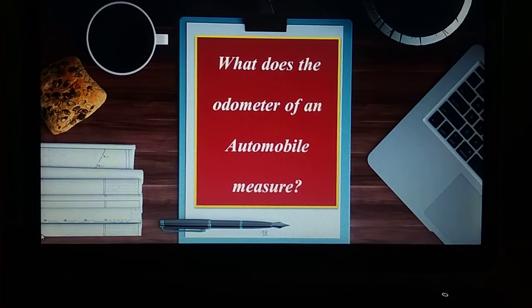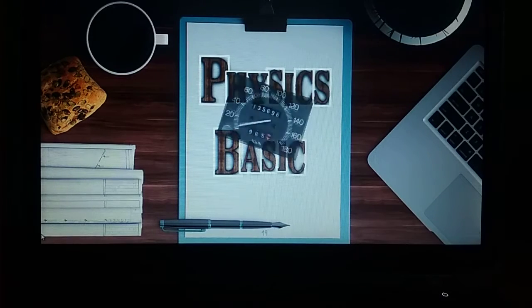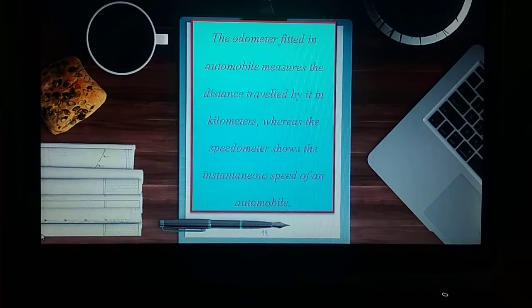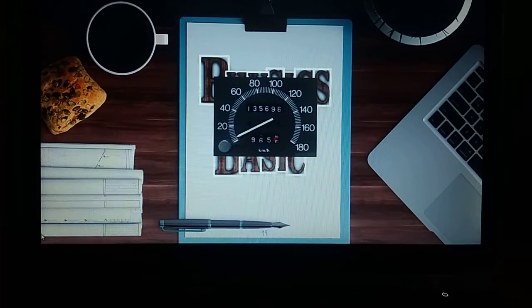Now here is a question. What does the odometer of an automobile measure? Your answer is, the odometer fitted in an automobile measures the distance travelled by it in kilometers, whereas the speedometer shows the instantaneous speed of an automobile. Like in this picture, we have two things.